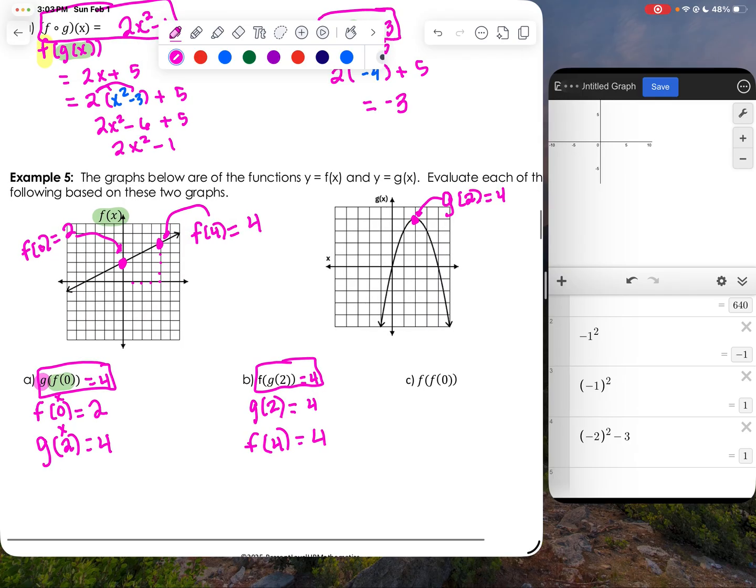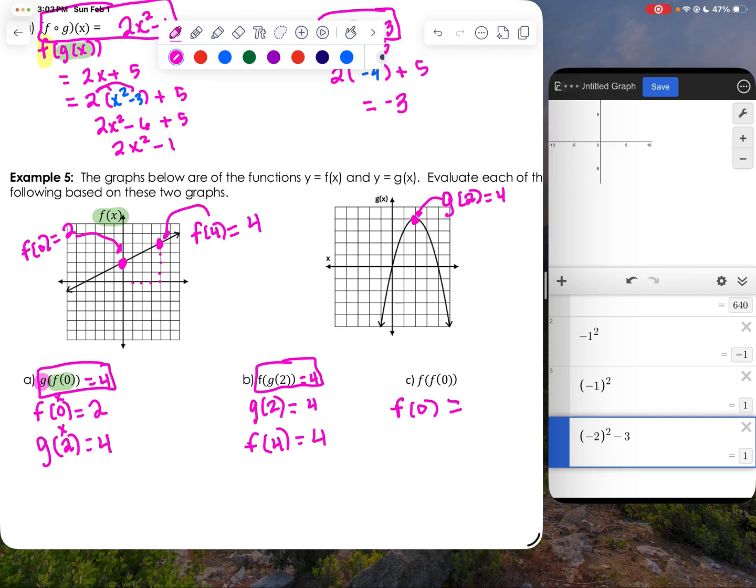All right, problem C. f of f of 0. So again, we start out with the inside, and we're going to calculate f of 0. Now, we already calculated f of 0. It's already written down. We know that f of 0 is equal to 2. Now, notice that we also have another f on the outside of the parentheses. So now I'm calculating f of 2.